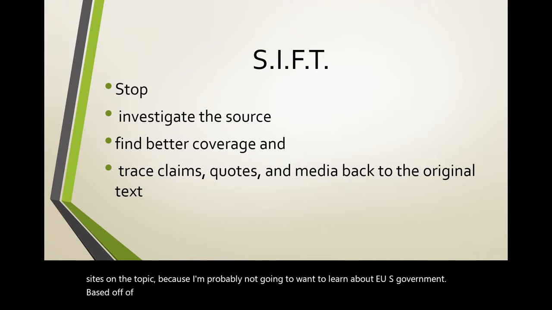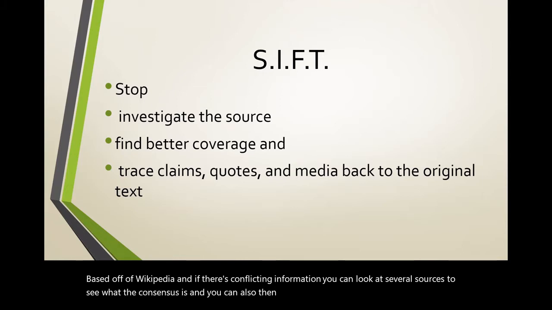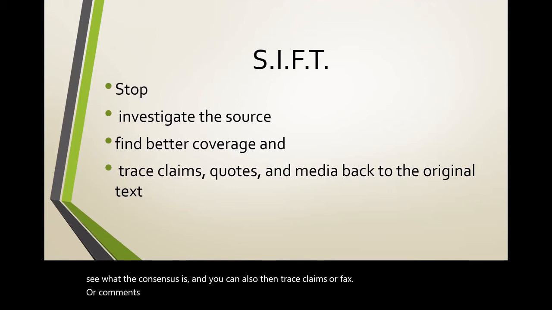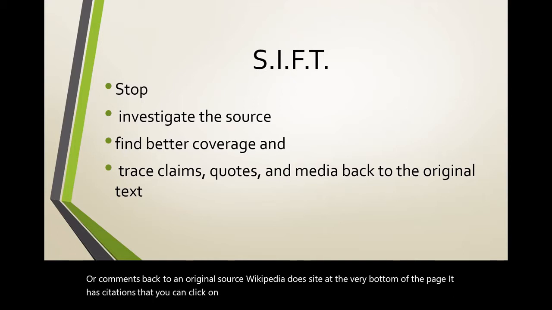And if there's conflicting information, you can look at several sources to see what the consensus is. And you can also then trace claims or facts or comments back to an original source. Wikipedia does cite at the very bottom of the page, it has citations that you can click on. So I'm going to use an example of SIFT from my personal life.